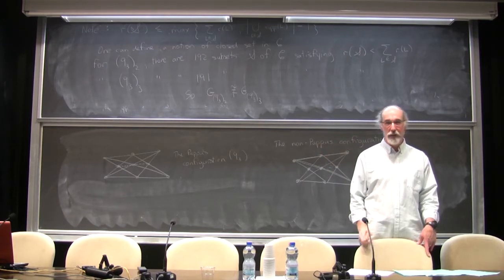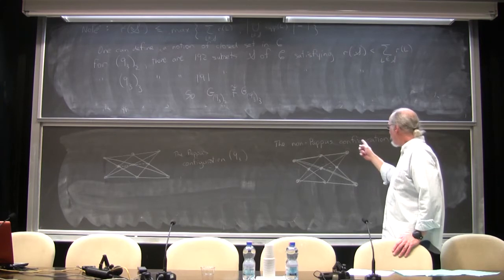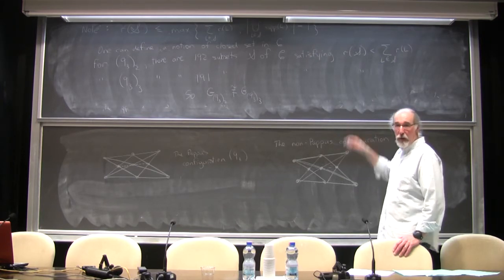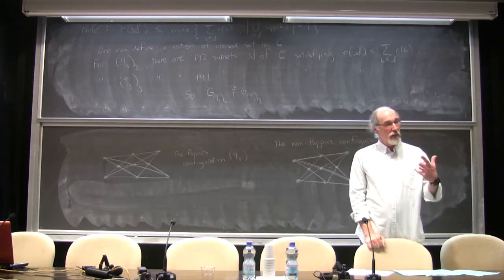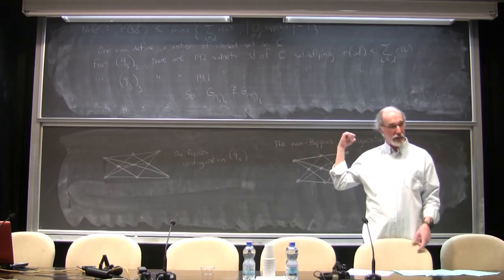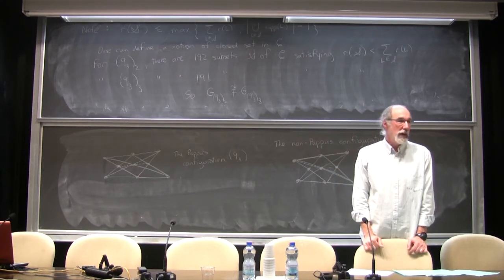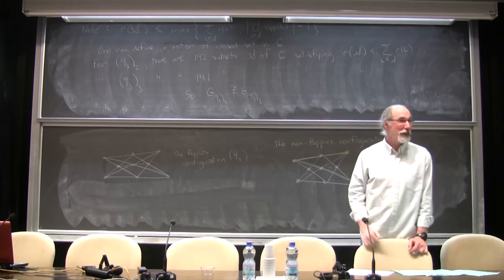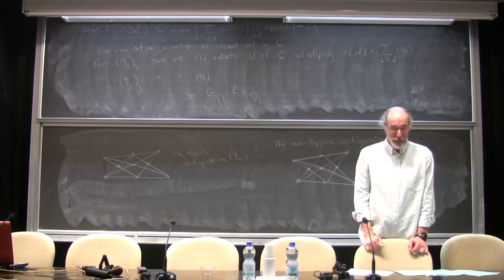And so the upshot is, if I had an arrangement whose group is isomorphic to the group of this non-Pappus arrangement, its combinatorics would have to be identical to this non-Pappus arrangement. And then it would be not realizable. So that's the theory. And if you're interested, you can look at the paper on the arXiv and read all the details.